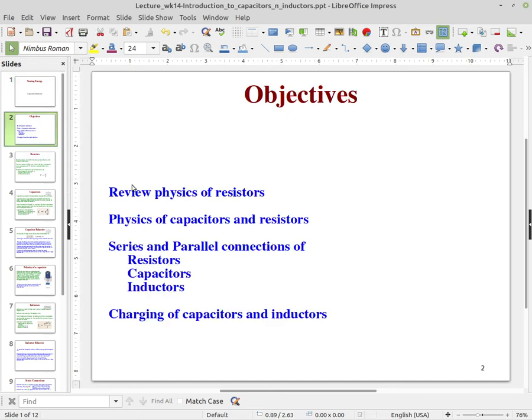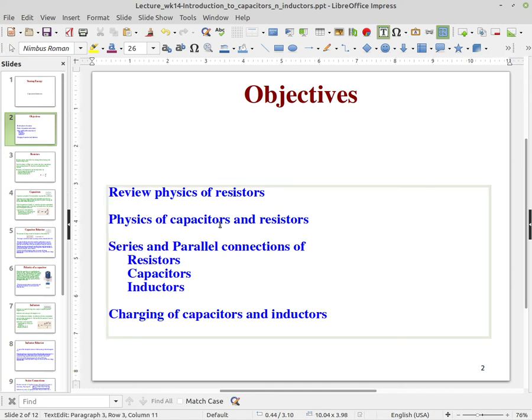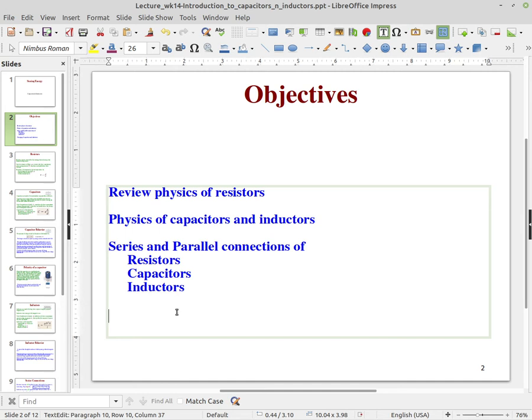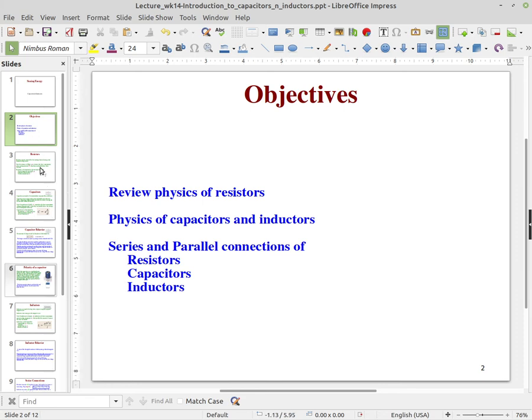So we'll take a look at number one. We'll review the physics of resistors, and then we'll compare that, or look at the physics of capacitors and inductors. And then we'll look at series and parallel connections of resistors and capacitors and inductors. And we'll save charging of capacitors and inductors for another video.